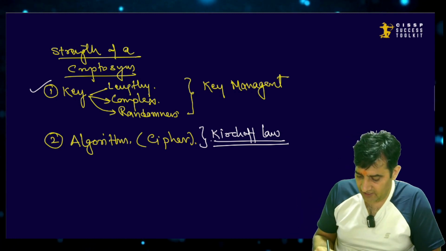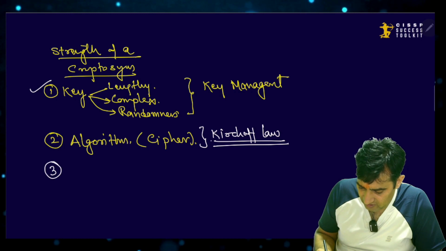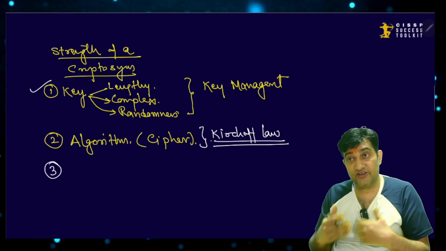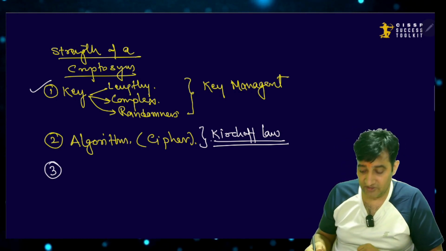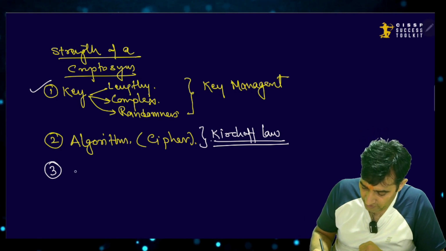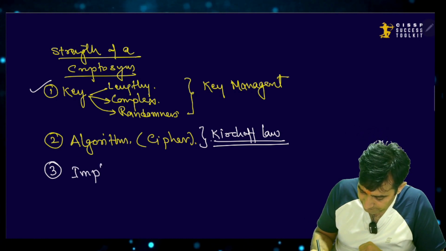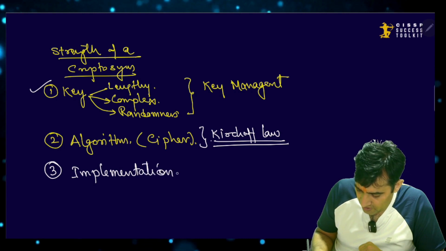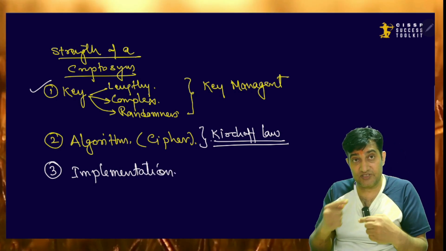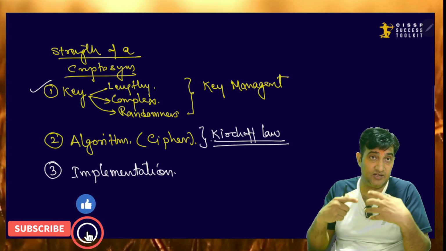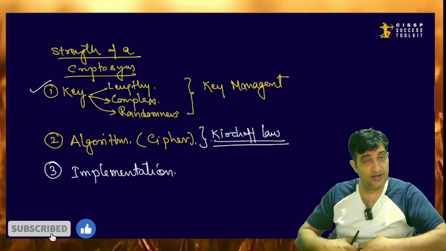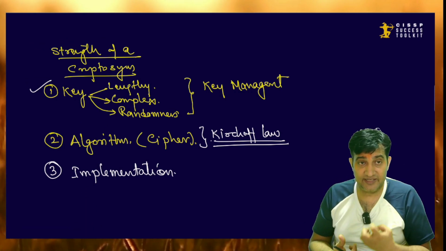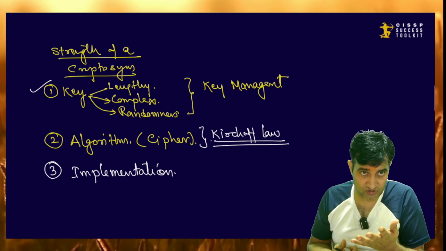Then the third important factor which contributes to the strength of the crypto system is the implementation as well. If you are not implementing your crypto system in a very strong way, or there are lapses in implementation, then the entire thing will go for a toss.